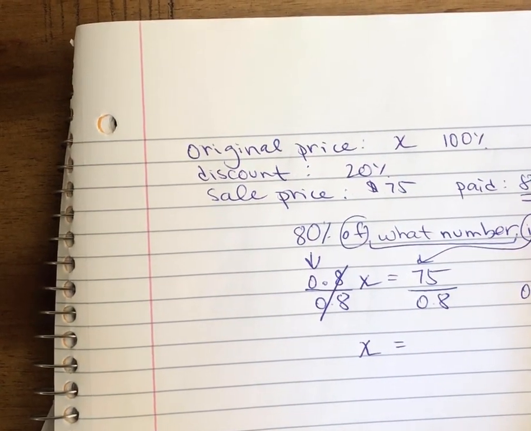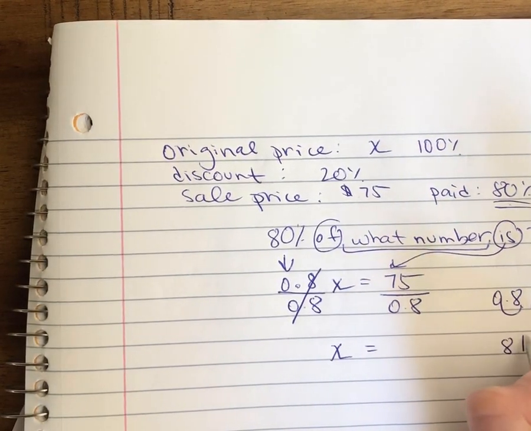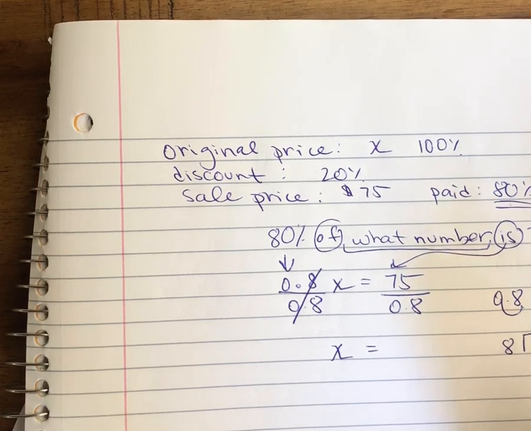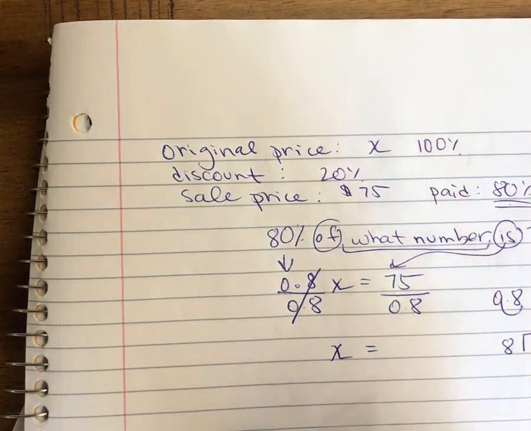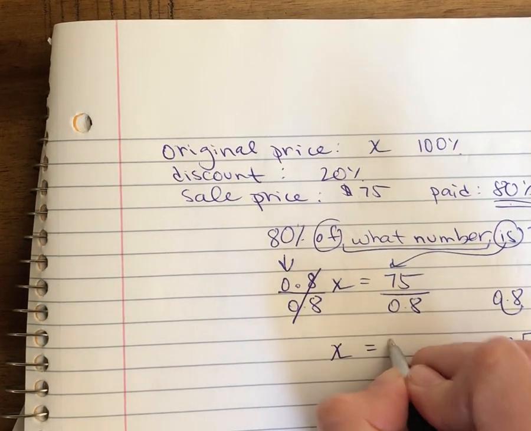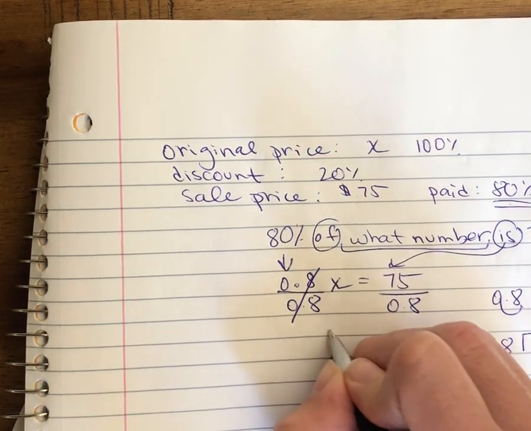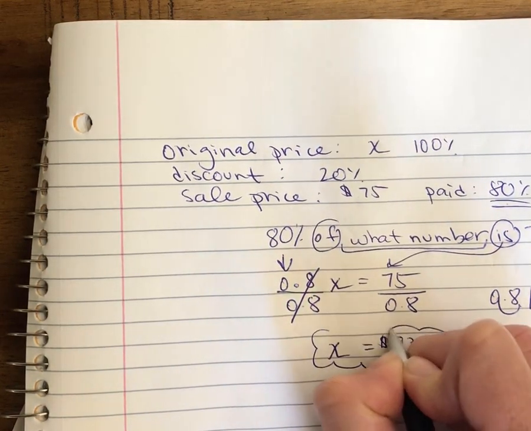Or you can divide it by hand, hop it once, 8 divided into 750. It's not gonna go in evenly. I know you're capable of working out that division on your own. When we do divide, we get 93.75 as our original price.